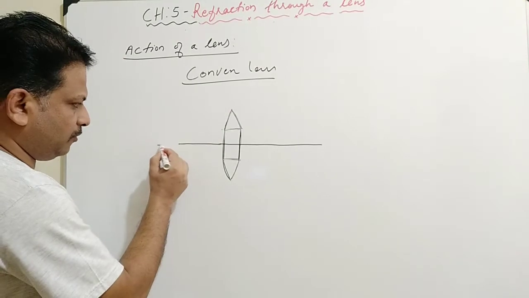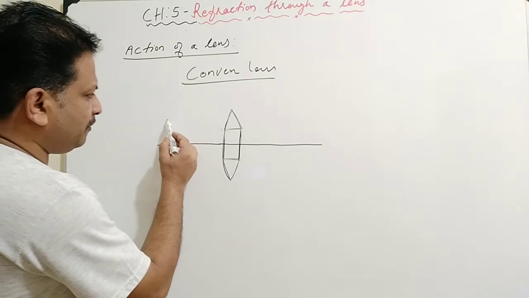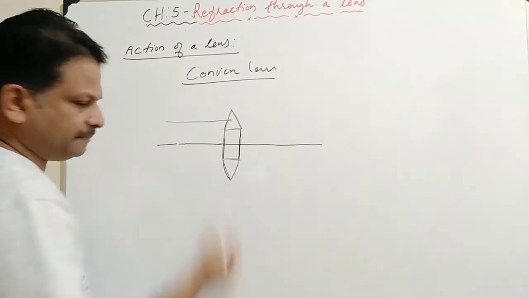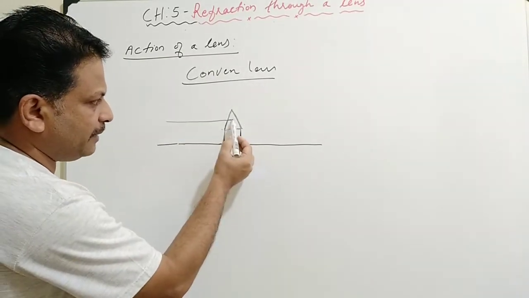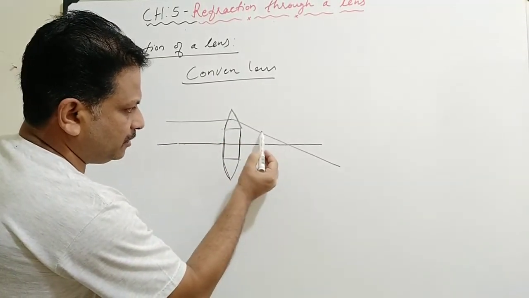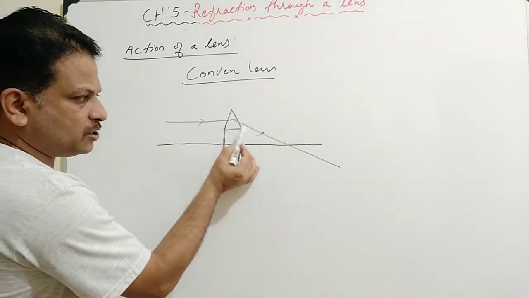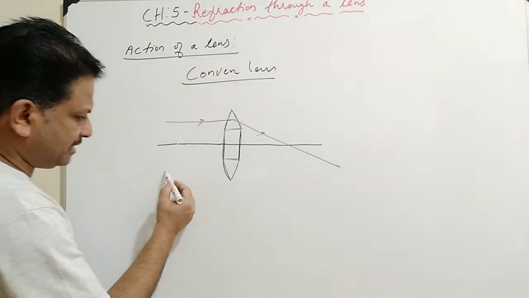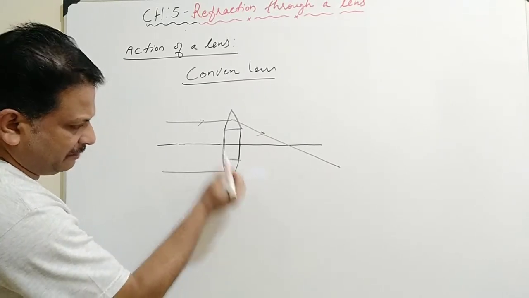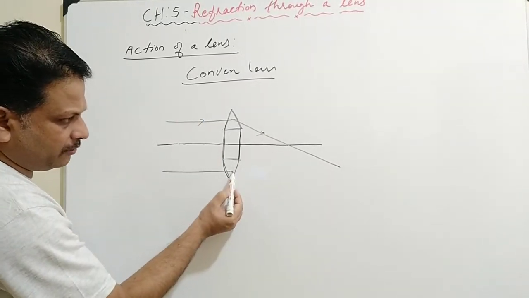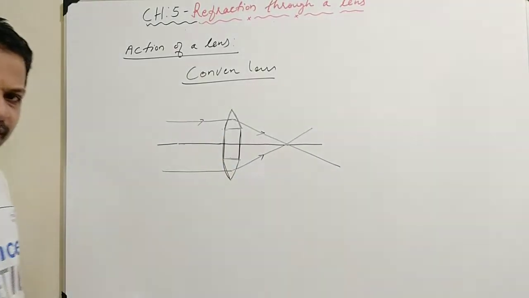For normal incidence, there is no refraction. Now a ray of light incident on the prism, after it suffers refraction, bends towards the base of the prism. You have already learned it. When a ray of light passes through the prism, it always bends towards the base of the prism. Next, a ray of light passing through the second prism, after refraction, will also always bend towards the base of the prism.